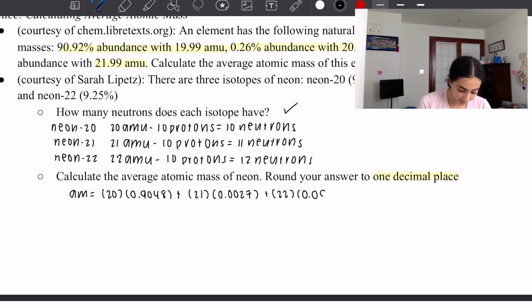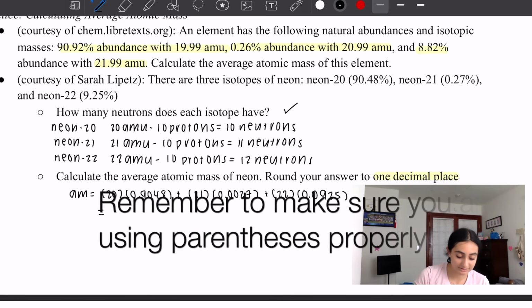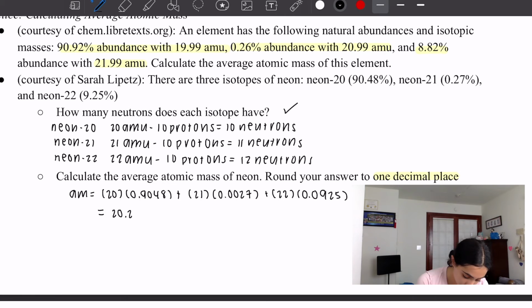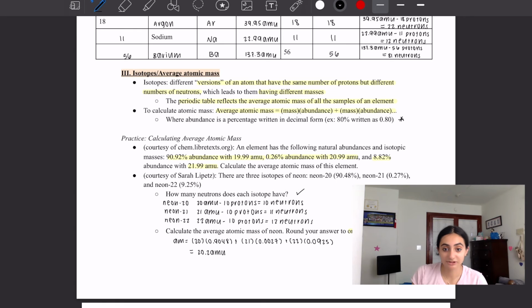Beautiful. Now we are going to plug that into your calculator, and you should get 20.1877, but we are told to round to one decimal place, so we are going to round to 20.2 atomic mass units, which works perfectly because that is where the atomic mass of neon is about. So that is how you calculate average atomic mass.